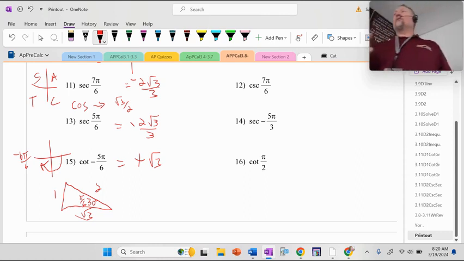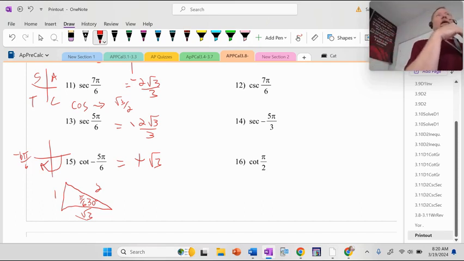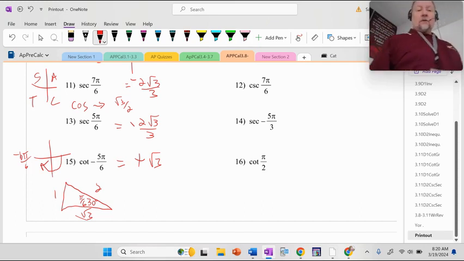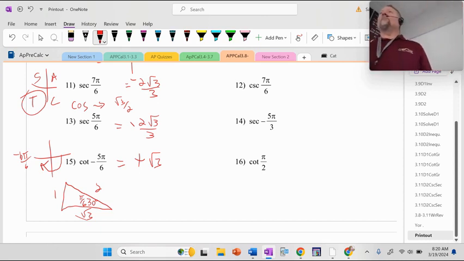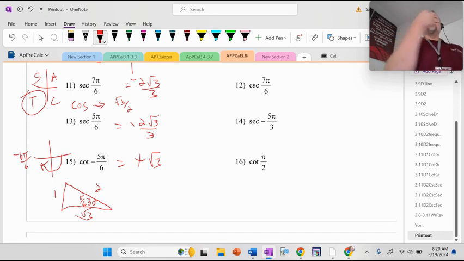All right. So it is positive because ASTC, cotan follows the rules of tangent. But it's also because cotangent is x over y. Both x and y are negative in quadrant 3. So negative over a negative is a positive.